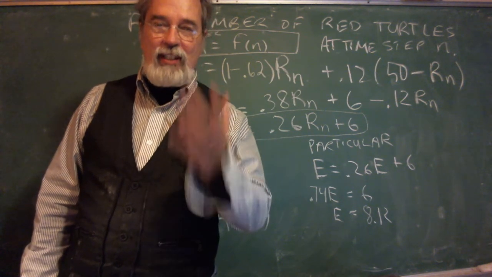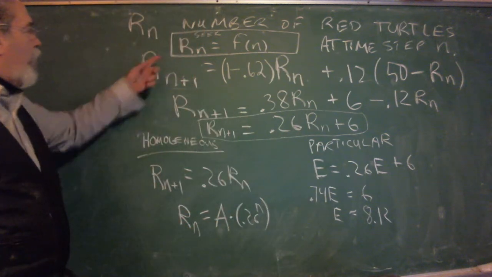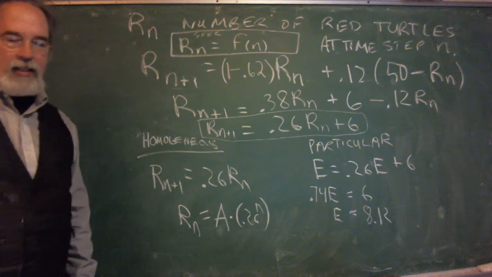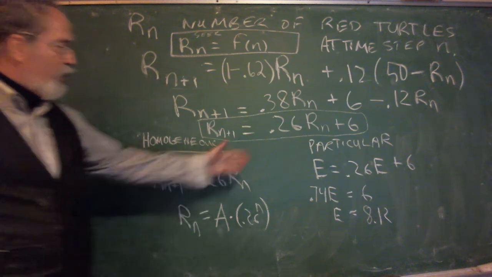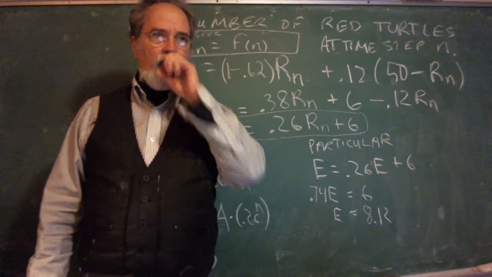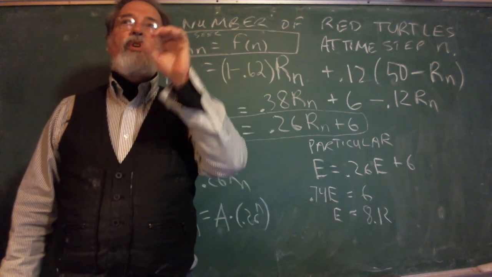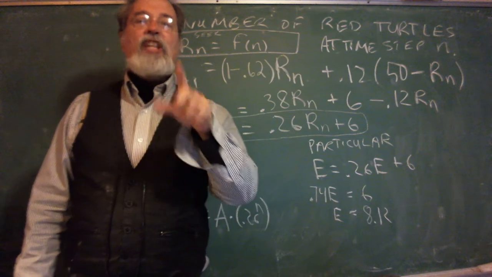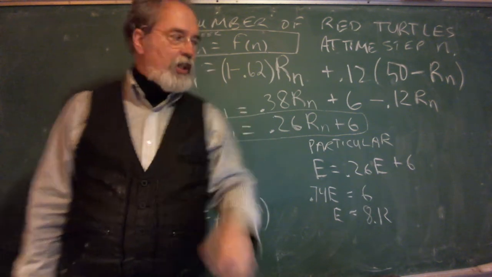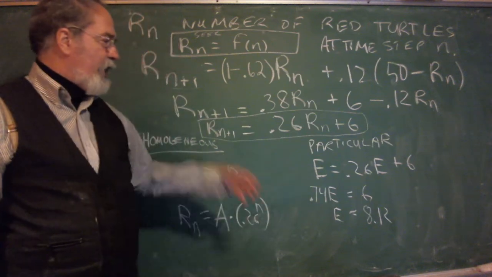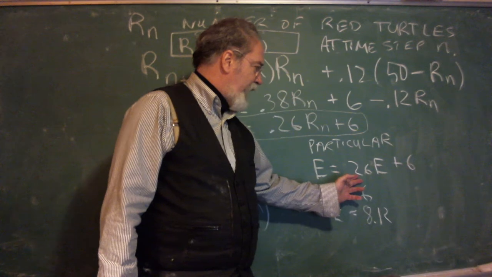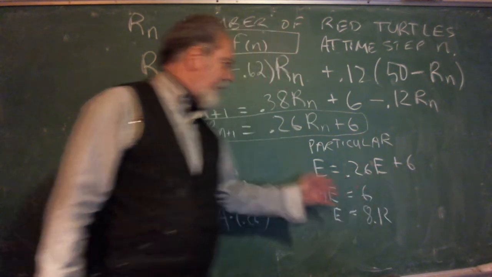The homogeneous solution gets the arbitrary constant. And it's order 1 because it's n plus 1 and n. So it's order 1. So I only get 1 arbitrary constant. And now over here, the particular solution, here's where the 6 comes back in. Our particular solution, we're looking for the equilibrium. And that's why it's an E. The book uses E, other books use E, I'm going to use E. E is the equilibrium, which says where is the number that we hit with 0.26 and add 6 and we get the same number back.